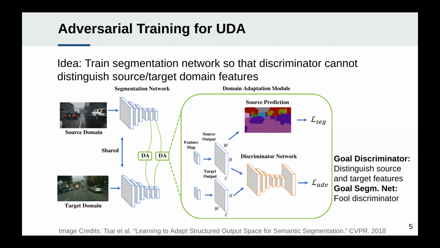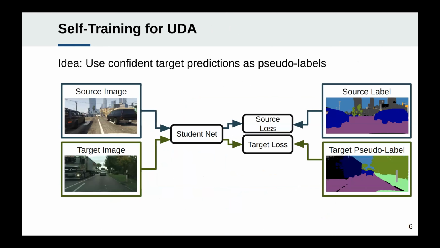There are like two main strategies to basically do domain adaptation. One of them is adversarial training. The idea behind that is that you basically train a semantic segmentation network in a way that a separate discriminator network is not able to distinguish between source and target domain features. So you basically add in a discriminator network over here, and then you train it to distinguish source and target features. And the goal of the segmentation network is basically to fool the discriminator, so to align both feature spaces.